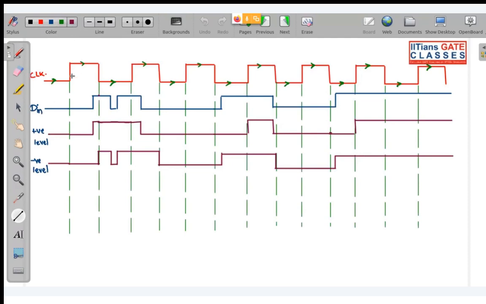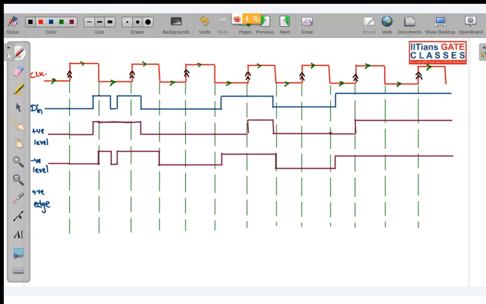Okay, so next, what we have? Suppose a positive edge triggered D flip-flop. A positive edge triggered D flip-flop. So where do we have the positive edges? So this is your positive edges. Only at the positive edges is your flip-flop allowed to change. So this is the most important one.